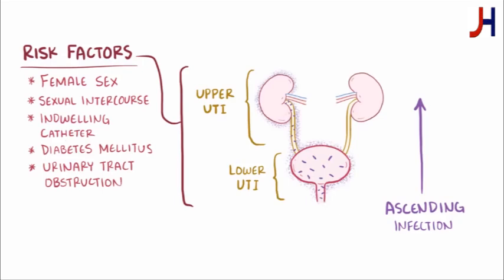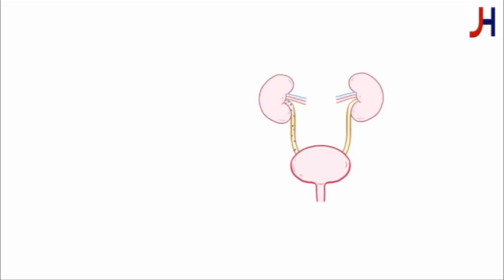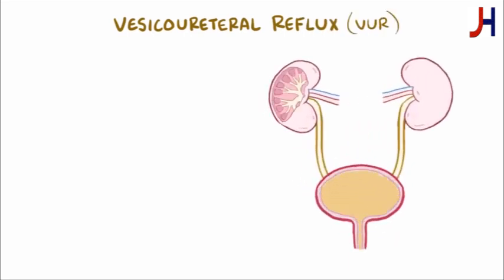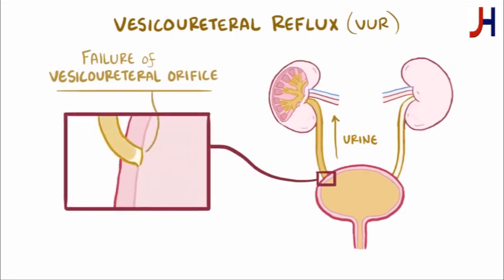One major factor that increases the risk of an upper UTI from a lower UTI spreading upward is vesicoureteral reflux, or VUR, which is where urine's allowed to move backward up the urinary tract, which can happen if the vesicoureteral orifice fails. The vesicoureteral orifice is the one-way valve that allows urine to flow from each ureter into the bladder, but not in the reverse direction.